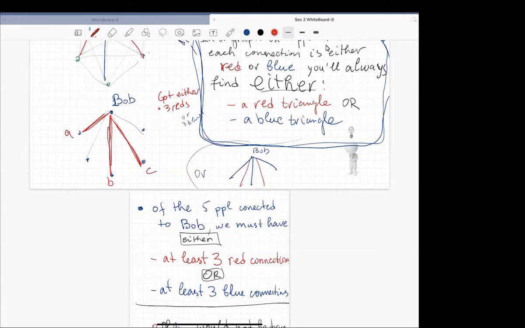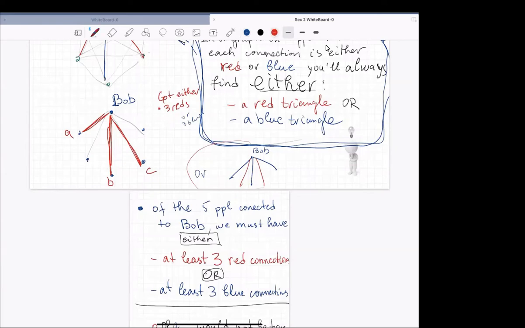Let's concentrate on this picture. I have something like this. Bob has 3 red ones, case number 1. Case number 2 is Bob has at least 3 blue ones. Let's start with case number 1. If Bob has 3 red connections, we're a heartbeat away from concluding the proof, because if I have these 3 lines that you see on the screen, then what can I claim here?